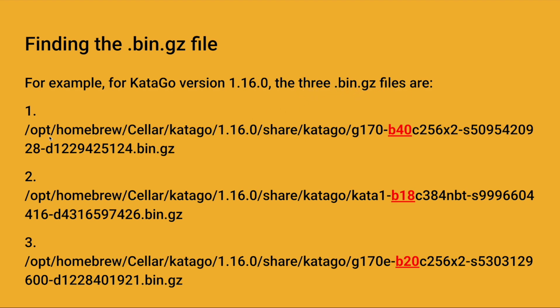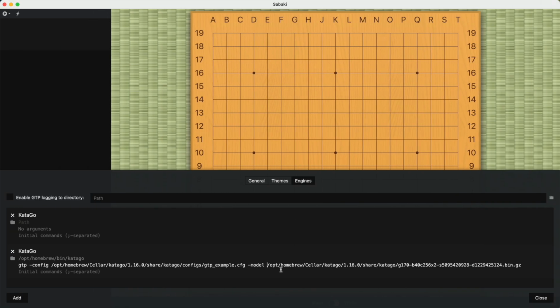So the first one will be g170 b40, followed by many digits. Second one will be kata1 b18, followed by many digits. And the third one will be g170e b20, followed by many digits. And you should use the one that has the greatest number, and that is b40. That means 40 blocks, and that means it is the most advanced version among all of these files. So that is why I have the b40 file right here.